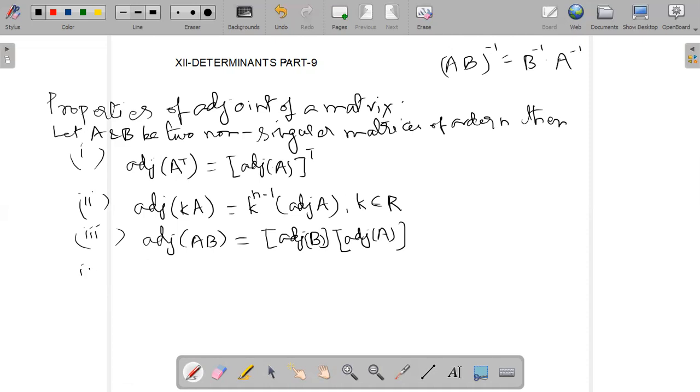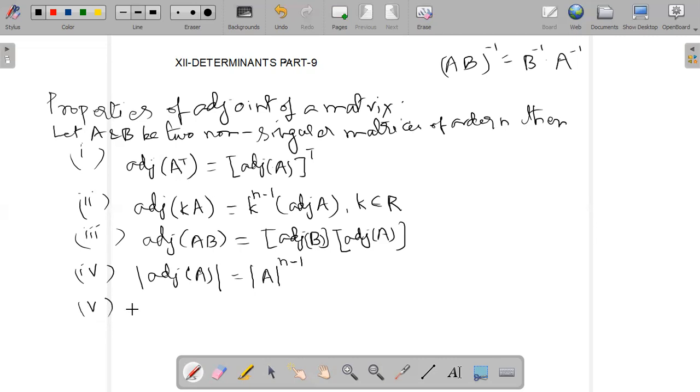Fourth property is determinant of the adjoint. Adjoint of a matrix, find and its determinant, it will be equal to the determinant of the matrix with the power n minus 1. You find the value and take the power n minus 1. If you are taking 3 by 3, 3 minus 1 is power 2.